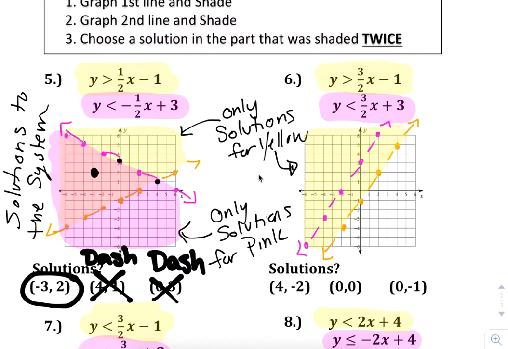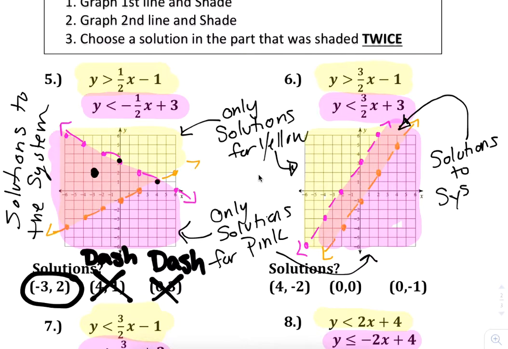So on this problem, I want to shade less than my line. So I'm going to end up shading all in here that's less. Okay? So my solutions for only pink are over here. My solutions for yellow in the top. In this area right here are my solutions to the system. Those are all the points that work for both.